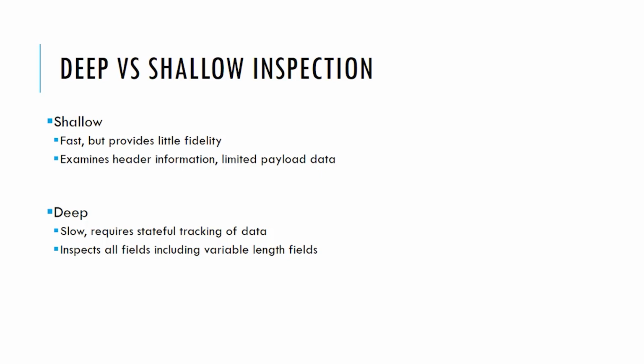Deep inspection is slow. It requires stateful tracking of data. It stores and buffers the data by group, 1 or 2 or 3 packets by group, and then inspects them as a group, all fields including variable length fields, which is hard to do, and then takes the decision either to generate an alert for all of them or to let them pass without an alert, to detect them as malicious traffic or as normal traffic. So this deep inspection takes time and consumes resources, but it leads to higher fidelity in the security. It leads to a better security posture.